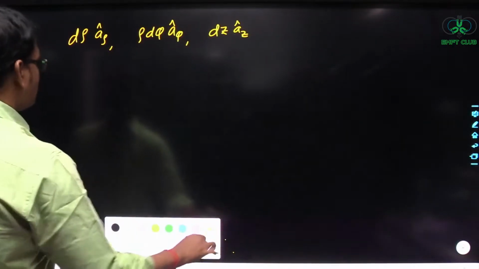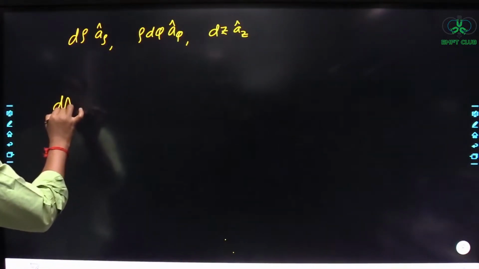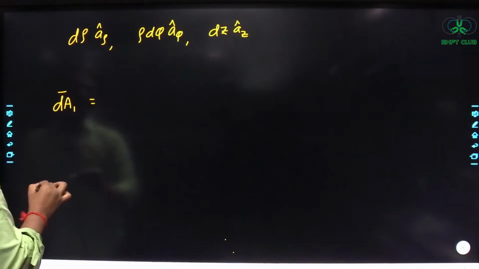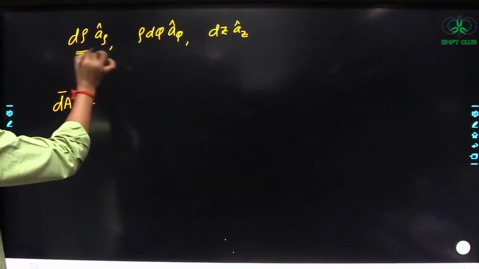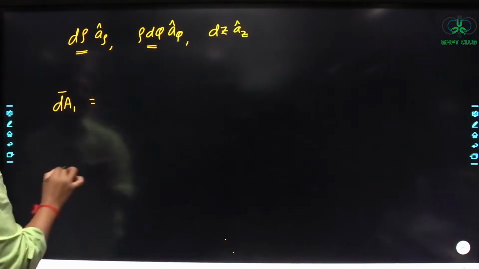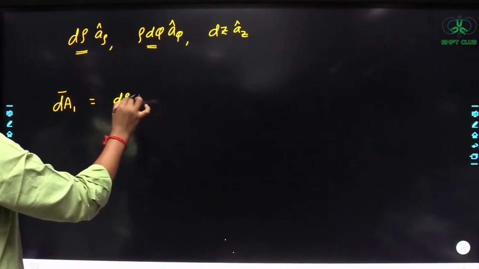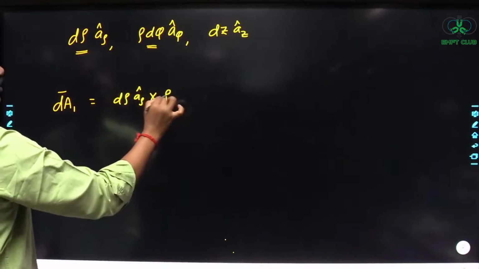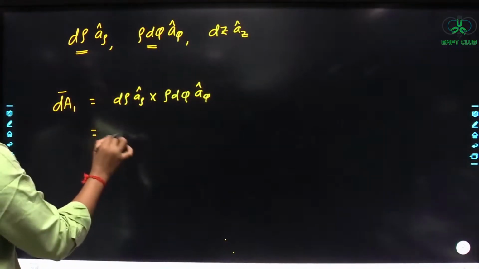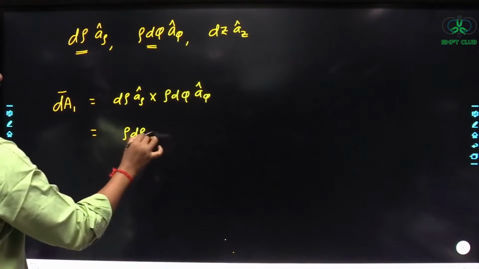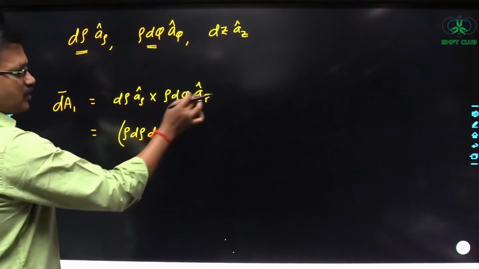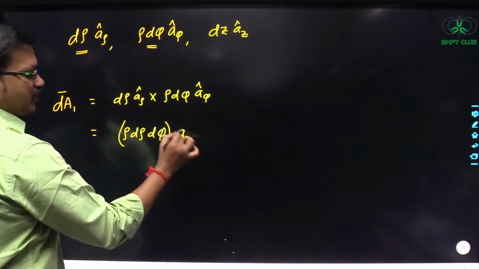So what is the first differential area? dA1 bar is equivalent to what? How can you form the differential area? Do the cross product between any two differential lengths. So if you do the cross product between these two differential lengths, you get d rho a rho cap cross rho d phi a phi cap. The magnitude I can write as rho d rho d phi. What is the direction? a rho cap cross a phi cap is nothing but az cap.